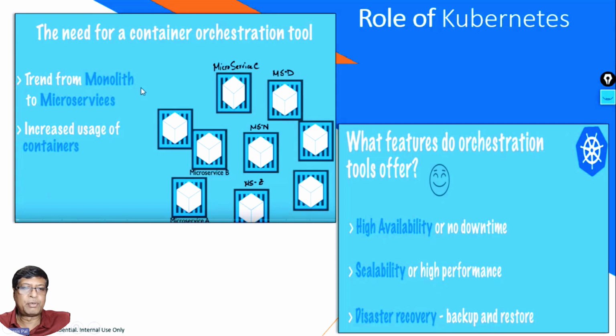So the trend from monolithic to microservices and increased usage of containers has led to the necessity of an orchestration tool like Kubernetes, because Kubernetes will enable high availability, or no downtime. That is one thing. Scalability, or high performance: your performance will not go down. There is a mechanism for Kubernetes to understand whether the performance is going to be impacted or is coming down. And of course, disaster recovery, backup and restore.